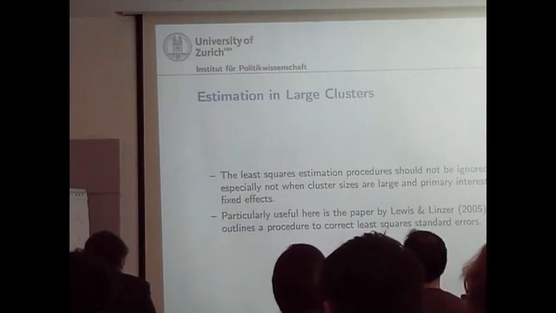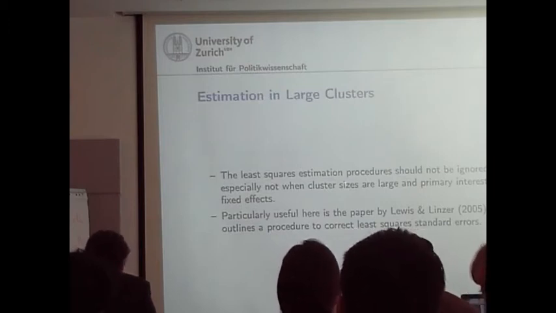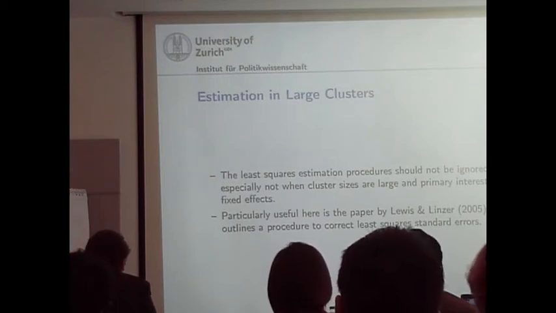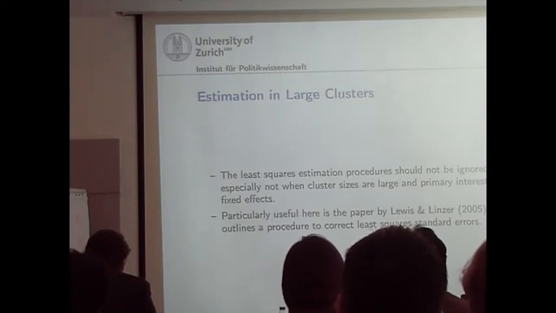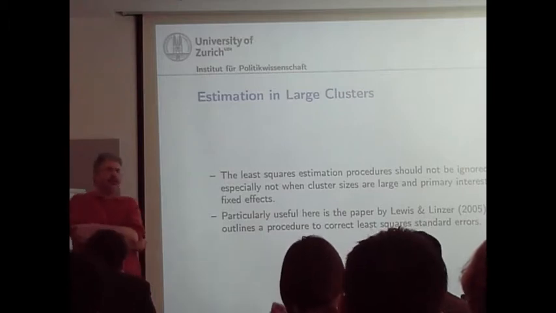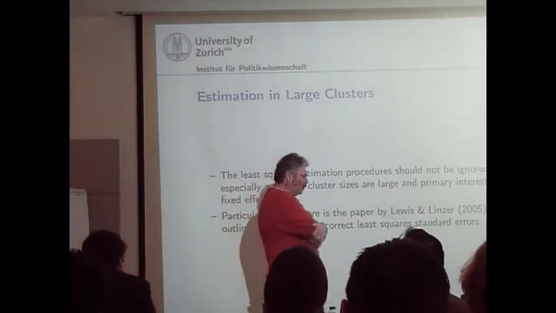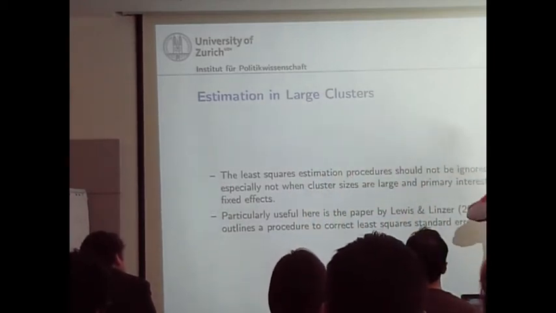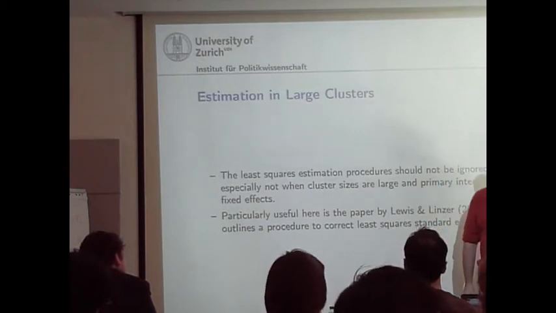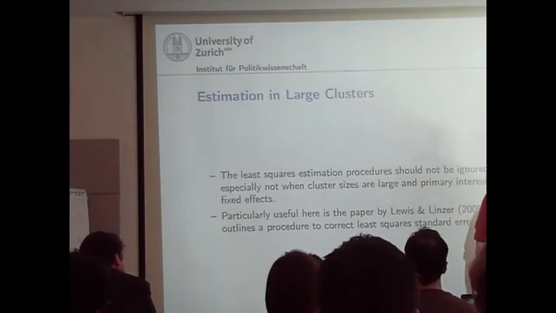So, as I said, the least squares estimation procedure should not be ignored, especially not when the cluster sizes are large and primary interest is in the fixed effects. And this Lewis and Linzer approach is very useful. What they do is a two-step estimation. They say, we have 27 countries in the EES. Let's estimate a model in each of these countries and get the betas. Those are then effectively the beta with the subscript J.